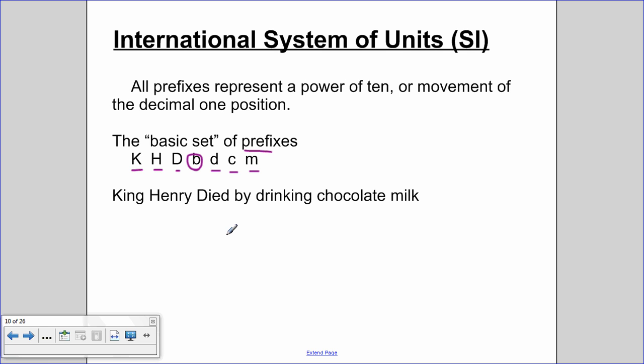These are all based off of powers of 10, so as you move down the number line, you're moving the decimal. The cheesy way to remember it is King Henry died by, so you see we're getting into lowercase now, drinking chocolate milk. We're going to use a bigger, badder version of this in AP.